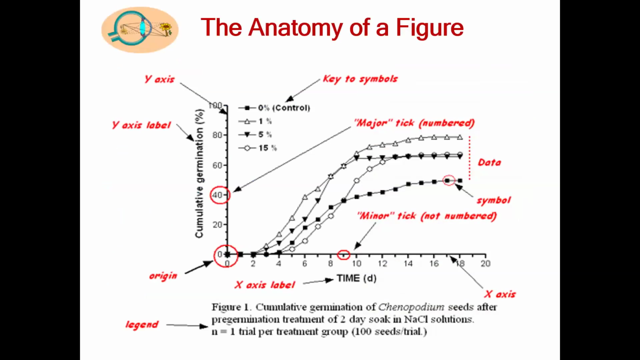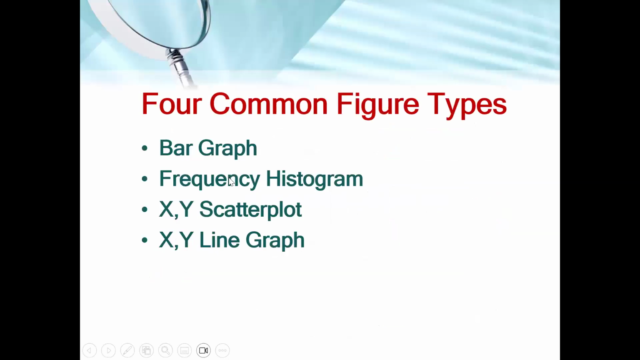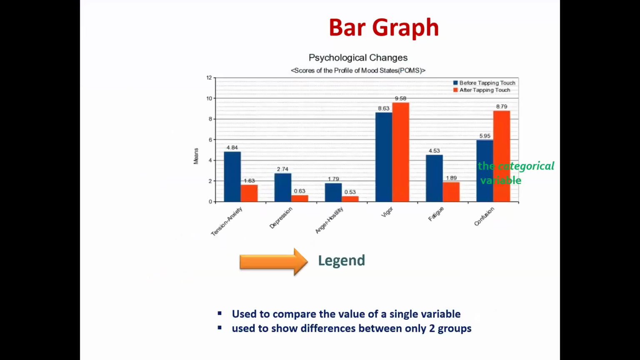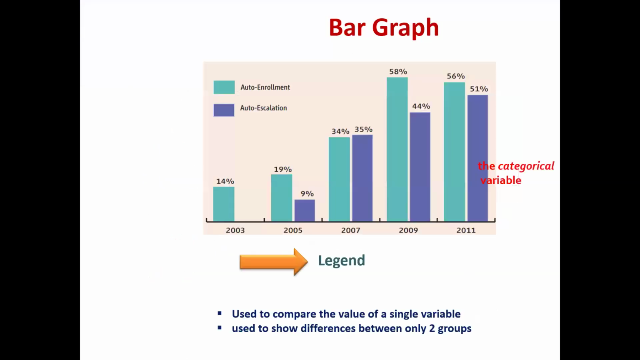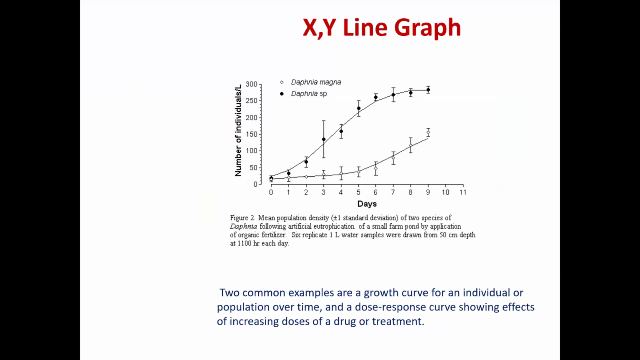And this is the figure, and it also has an anatomy. It has the y-axis and x-axis, and it has small text and major text and minor text, and it can be formulated with regard to the data that you are going to use. There are many types of figures that we can use. This is again the anatomy of the figure, and you can use the bar graph, the frequency histogram, the XY scatter plot, or the XY line graph. This is a bar graph. Again, bar graph. This is the frequency histogram, XY scatter plot, and XY line graph.